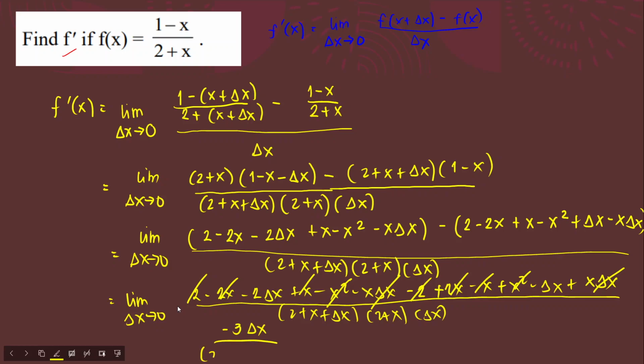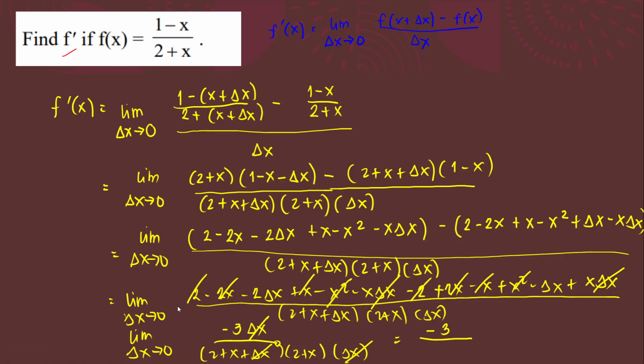Tapos copy the denominator: (2 plus x plus delta x)(2 plus x) delta x. Magka-cancel ulit si delta x. So, ang matitira dito, nag-cancel na delta x, so negative 3 na lang, and then delta x approaches 0, so substitute natin si 0 here. Ang matitira is negative 3 over (2 plus x) times (2 plus x), so (2 plus x) squared. So, ito na po yung derivative natin with this function, so that is the final answer.